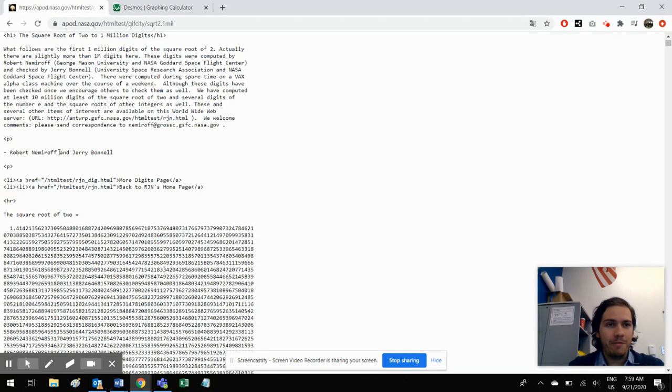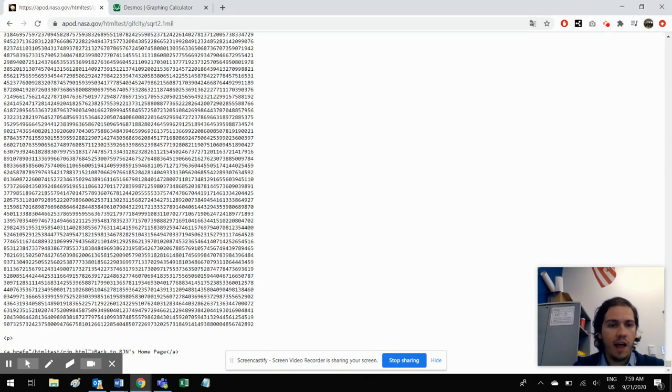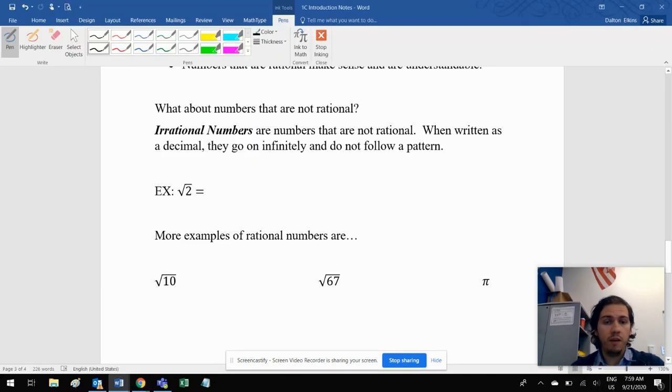Well, actually, here's a website from NASA, and they have the 1 million digits of the square root of 2. In fact, they say that, based on our computers, we have checked to see if there's a pattern here, and there's no pattern, and it goes on. So 1.414, and then just look at this. Ready? This goes on and on and on, and it does not have any indication of stopping. And you better believe there's no pattern here. Or at least there's no pattern that we can see. So square root of 2 is irrational.